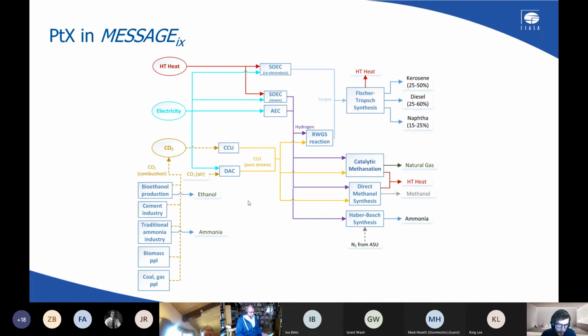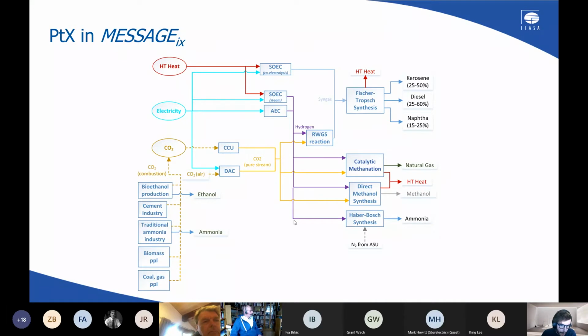So this is the representation in a little bit more detail that we have. Basically, we have two different electrolyzer technologies, solid oxide electrolyzer cells, which are a less mature technology that would present potentially higher efficiencies than the traditional alkaline electrolyzer cells, because they are able to use high temperature heat, which can be used from excess heat from the synthesis processes that we have here on the right. These four main synthesis processes that we have in MESSAGE, basically representing the Fischer-Tropsch synthesis using syngas, the catalytic methanation, also methanol synthesis, and eventually the Haber-Bosch synthesis for producing ammonia.